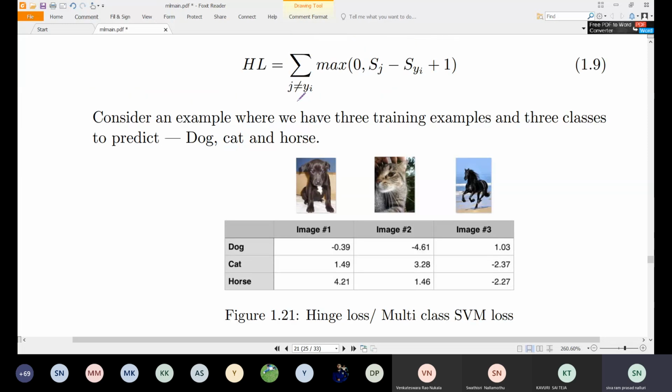Okay. See, in this case, we have three training examples. This is the first example, this is the second example, and this one is the third example. And what is the output space? Our algorithm has to classify whether the given input is a dog, cat, or a horse. So the output space y, the target label, class label, can be either this or this or this.